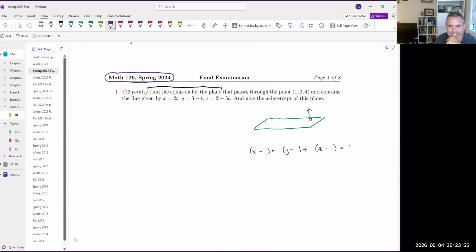Oh boy. They already gave me a point. It passes through the point 1, 2, 4. So I already can put that in. And now I need a normal.